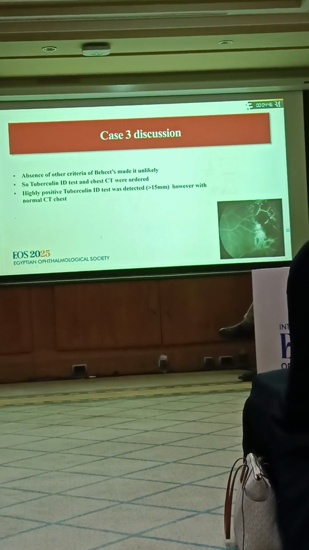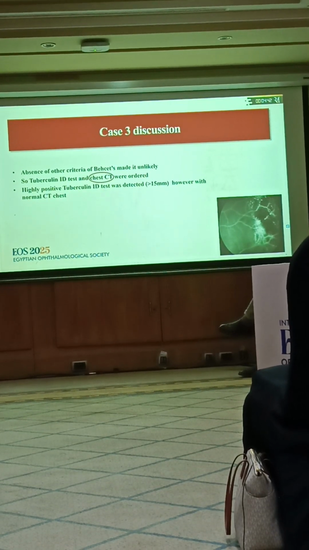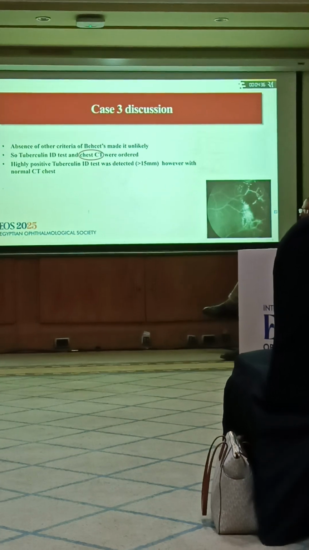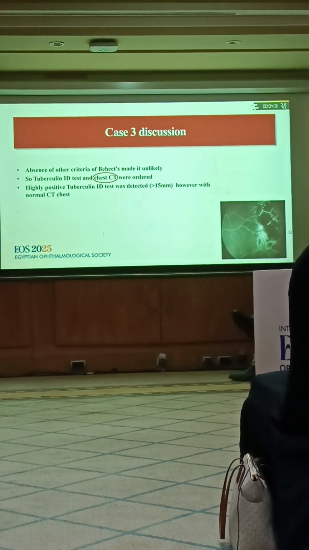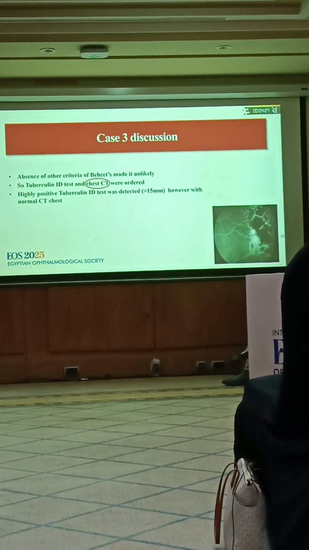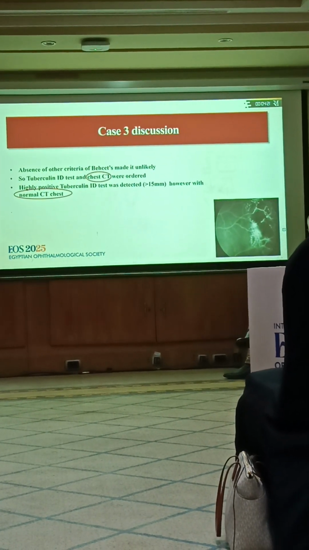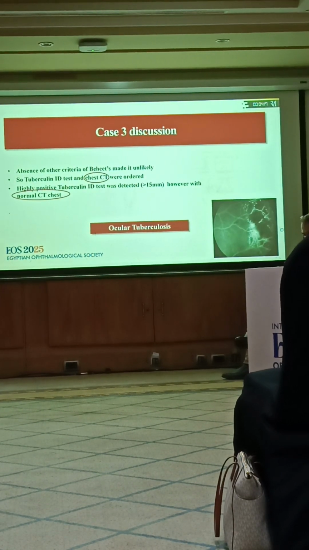So tuberculin intradermal test and chest CT were ordered. And again, I will stress that it is chest CT. Please don't order chest X-ray. Tons of data are shown by chest CT that are not shown in ordinary X-ray. A highly positive tuberculin intradermal test was detected, more than 15 millimeters in induration. However, a normal chest CT scan was obtained. As usual, extrapulmonary TB. The patient was diagnosed with ocular tuberculosis.